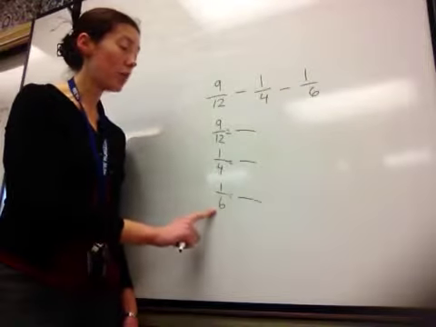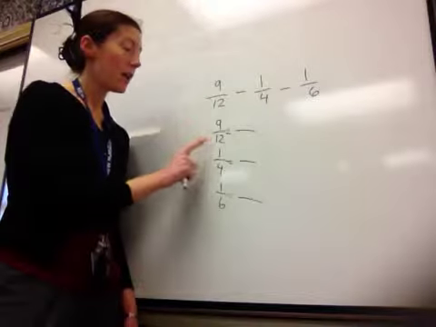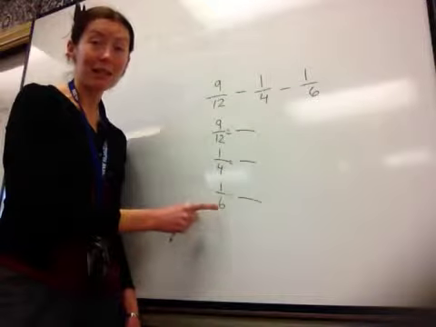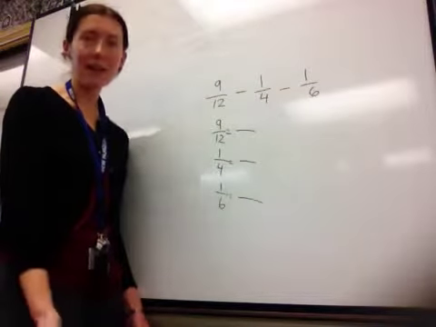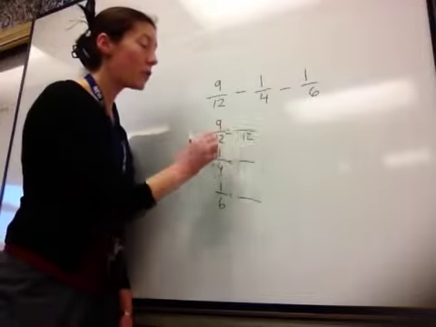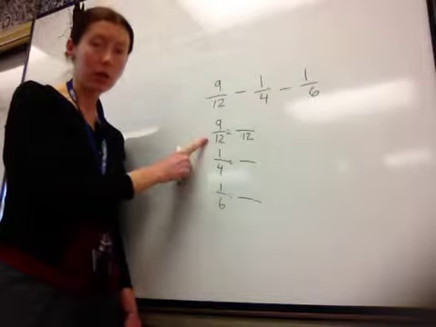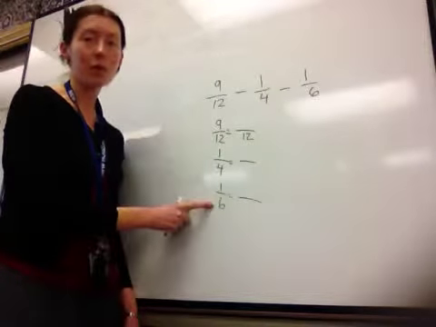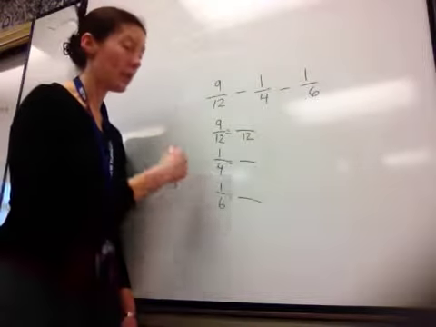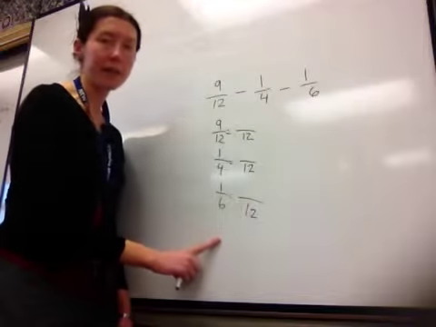So again, I'm going to start with my greatest denominator, which is 12, and I'm going to ask myself, can 4 go into 12? Yes, it can. Well, what about 6? Can 6 go into 12? Yes, it can. So in this case, I can just use 12 as my denominator. If 12 did not work, I'd have to try the next multiple of 12, which would be 12 times 2, 24. Now these also go into 24, but we'll go ahead and stick with 12 because that's the least common denominator. So I'm going to have 12 as my denominator for each fraction.